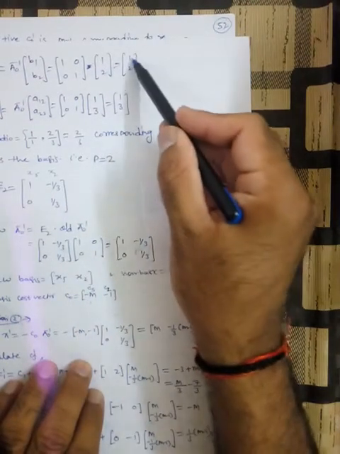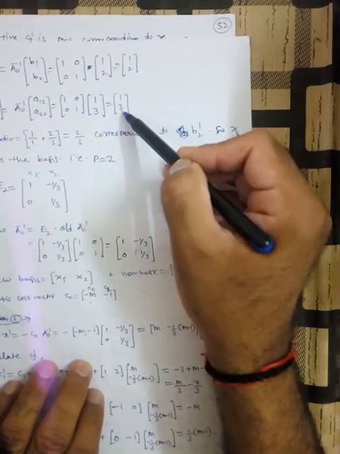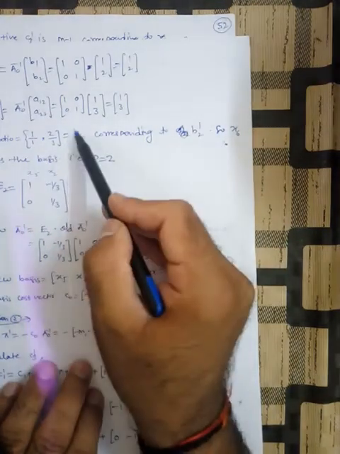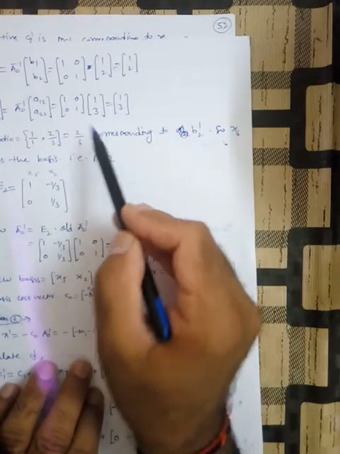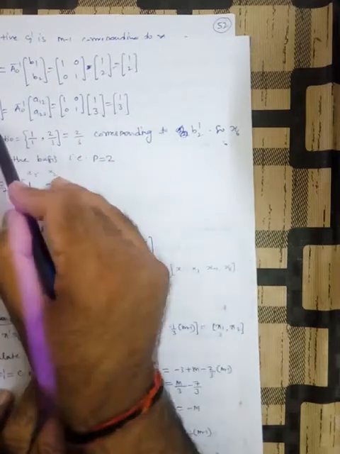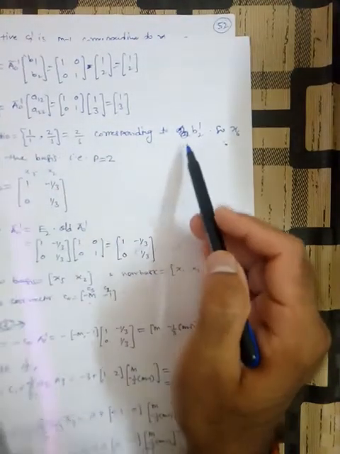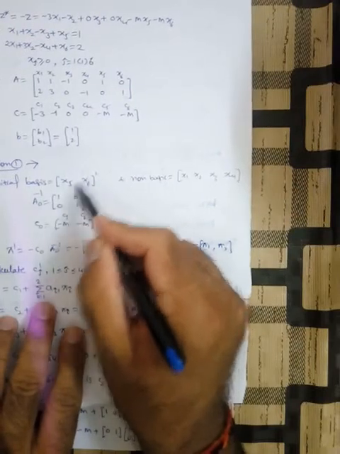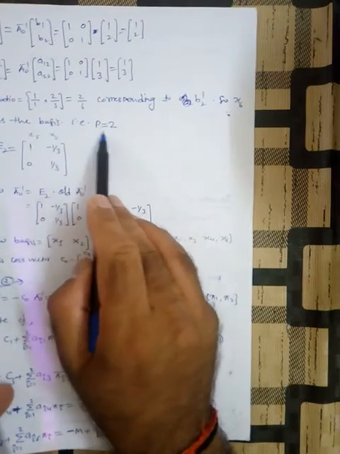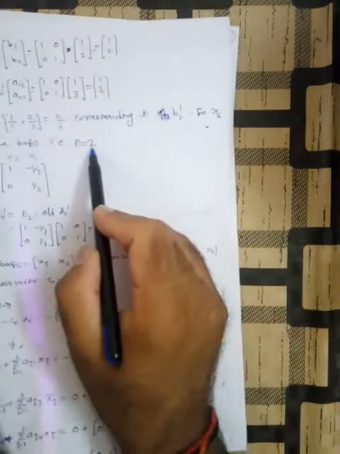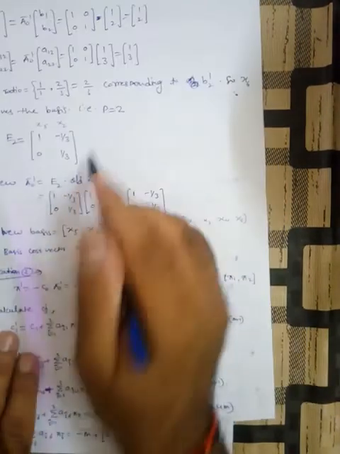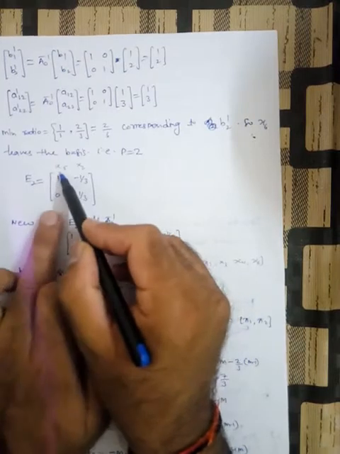Now take the ratio: 1 divided by 1, 2 divided by 3. The minimum is 2 by 3, which is associated with this 3, that means the second quantity, corresponding to b2 dash, and b2 dash corresponds to x6. So x6 leaves the basis, which is at position number 2, so p is 2. Now Ep will obviously be for x5, x2.